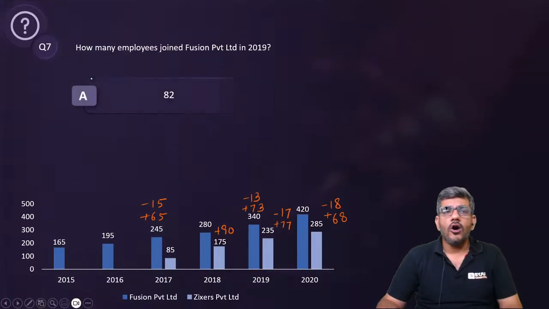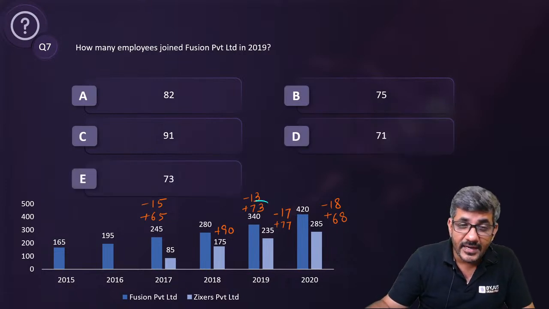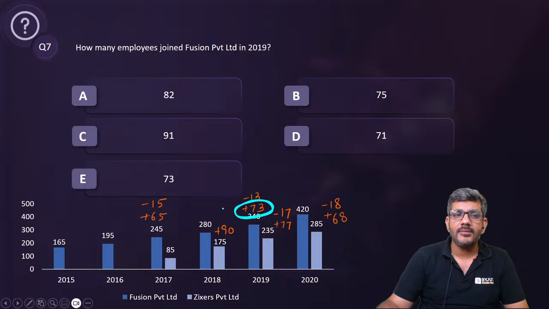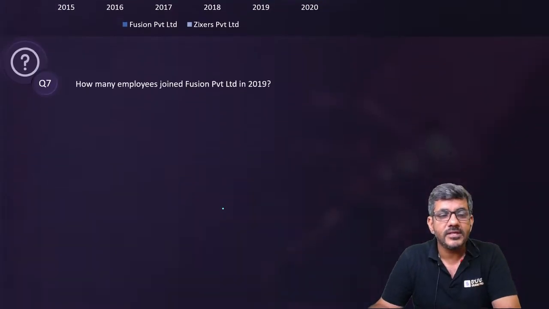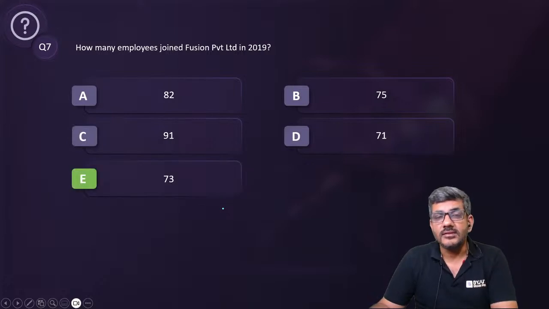Next. How many employees joined Fusion Private Limited in 2019? Fusion join करने वाले 2019 में कितने थे? There were 73 people. So my answer for this question is option E, that is 73. 73 people joined in this year.